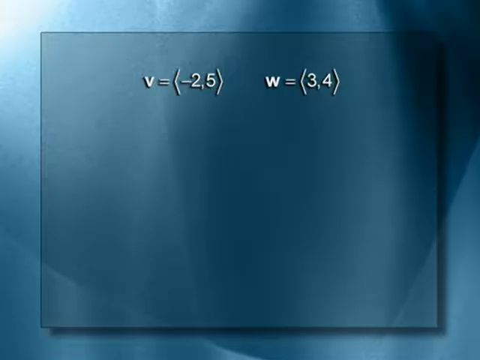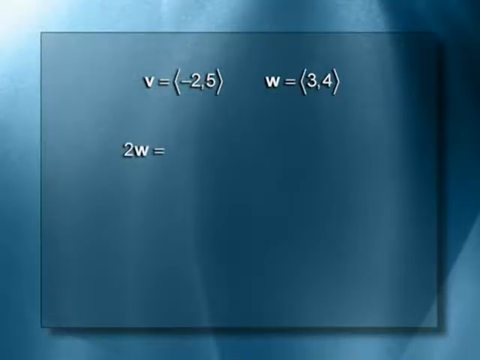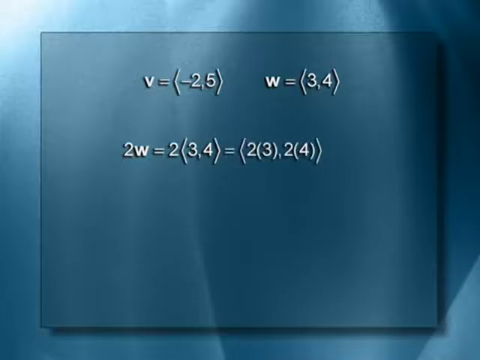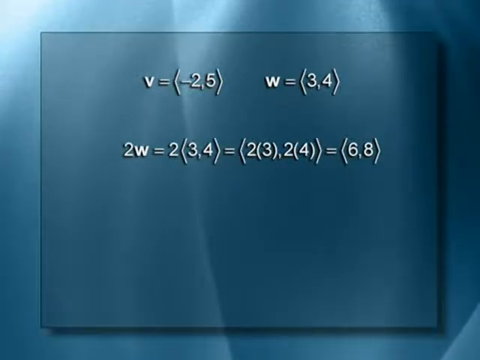Let's do a specific example. Let's add and multiply some vectors here. So let's let v be -2, 5, w say be 3, 4. Let's play with these vectors. What would 2 times w be? Well, that would be 2 times 3, 4. That would be 2 times 3, comma, 2 times 4, or 6, 8. Notice that the components have been doubled.